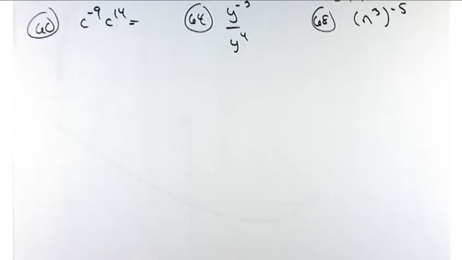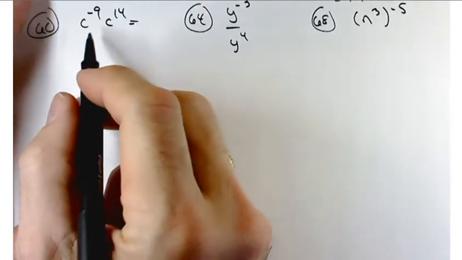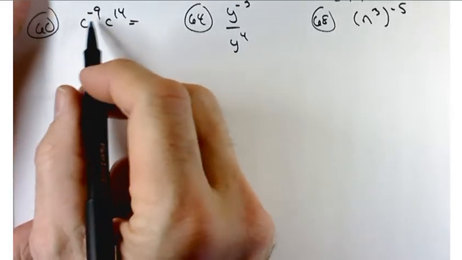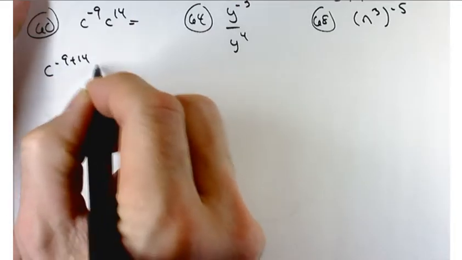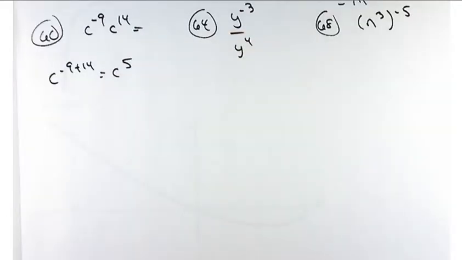Okay, so with the first one, I would suggest you just multiply these together by adding their exponents. Negative 9 plus 14 gives you c to the fifth. Done. I mean, you can do it in other ways, but I think that's the most efficient way.